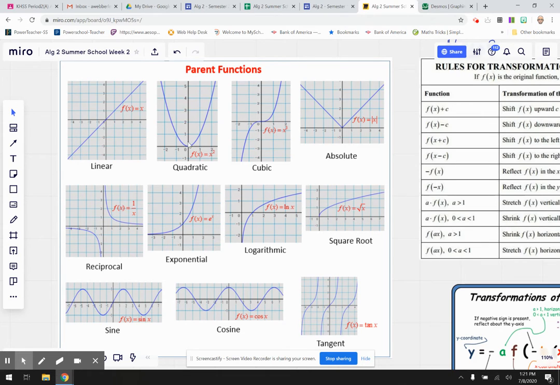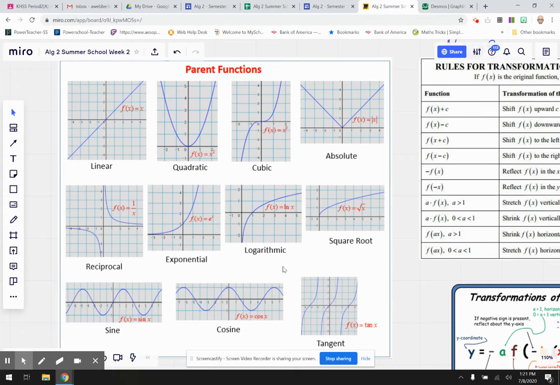A quadratic is the curve. That's just y equals x squared. Y equals x cubed, that's a cubic function. Y equals the absolute value of x is a V function. It's always positive. Reciprocal functions, got 2 spots for those. You got exponential functions, goes up really fast. Got log functions. You got square root functions, y equals the square root of x, sine, cosine, and tangent functions. So those are your parent ones.